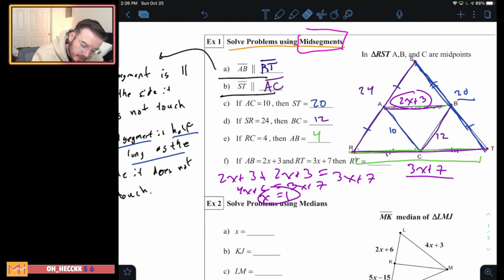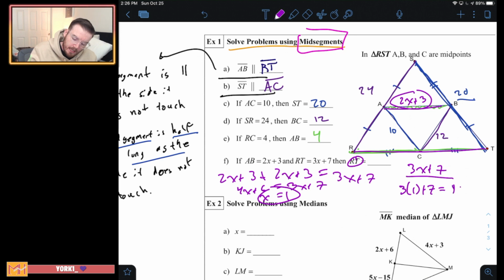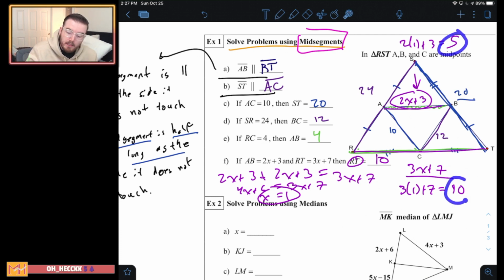Now, it didn't ask us for x, it asked us for RT. So what do we do with that? We plug it in, and we get 10. By the way, if I were to take 1 and plug it into this guy, 2 times 1 plus 3, I get 5. I guess we did it right, because 5 is half of 10. So it all works out.